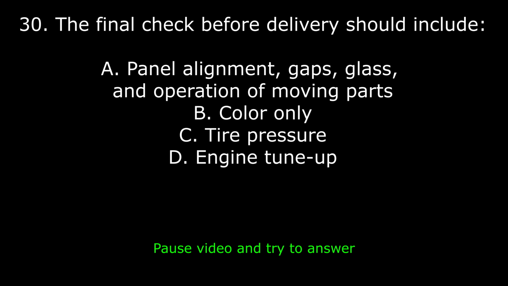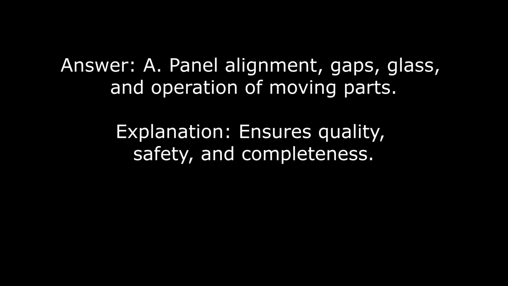30. The final check before delivery should include A. Panel alignment, gaps, glass, and operation of moving parts. B. Color only. C. Tire pressure. D. Engine tune-up. Answer: A. Panel alignment, gaps, glass, and operation of moving parts. Explanation: ensures quality, safety, and completeness.